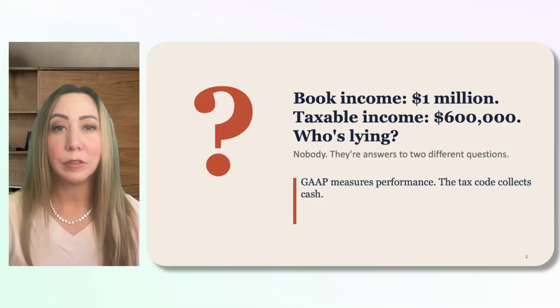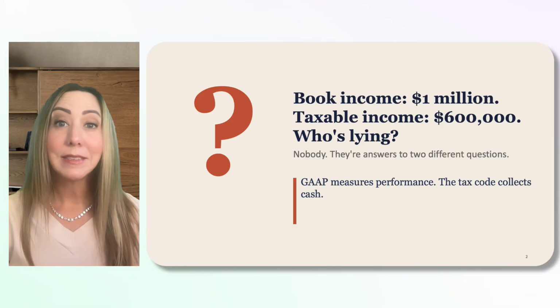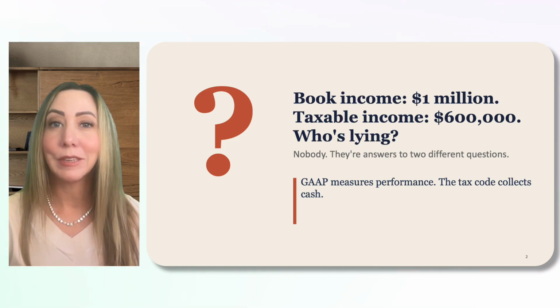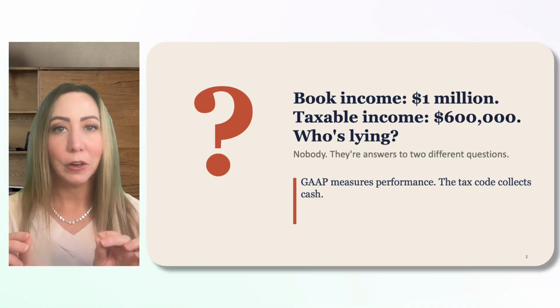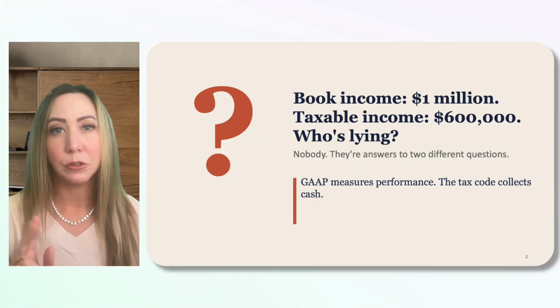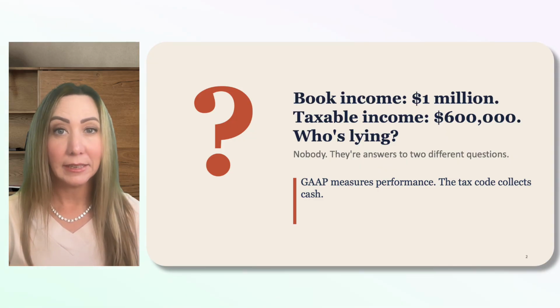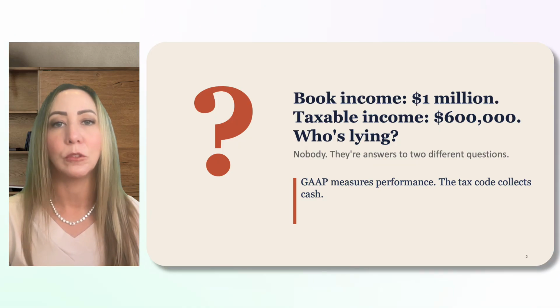Here's the situation I want you to sit with. A company's income statement says it earned $1 million this year. Its tax return, on the other hand, says it earned $600,000. Nobody's lying, nobody's cheating. Both numbers are exactly right. They're just answers to two different questions. The question for today is, how can that be? And what does the accountant do about it?